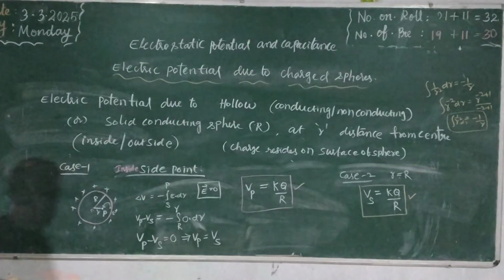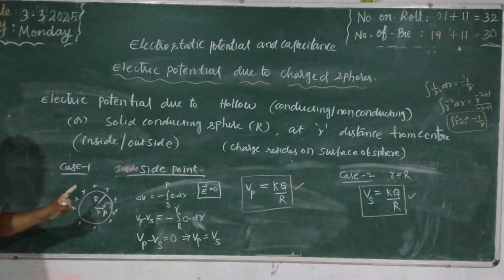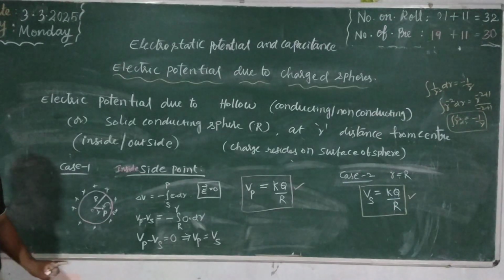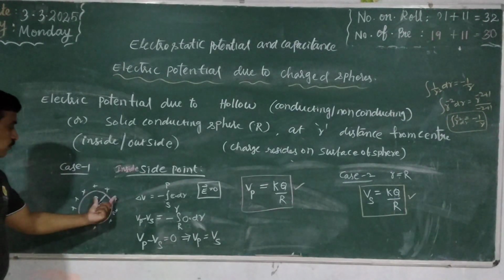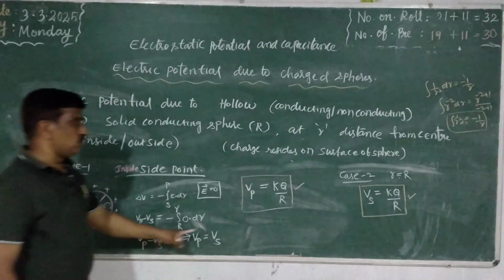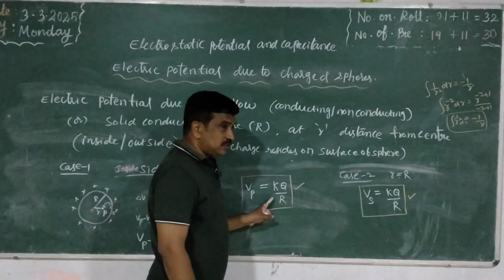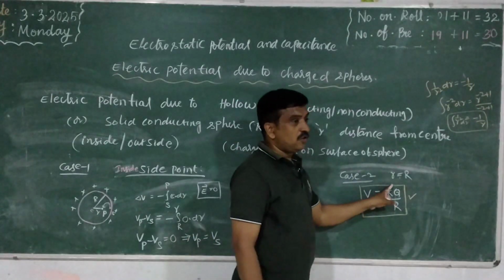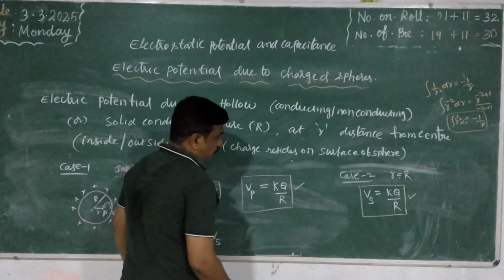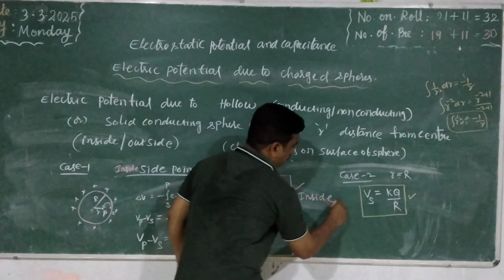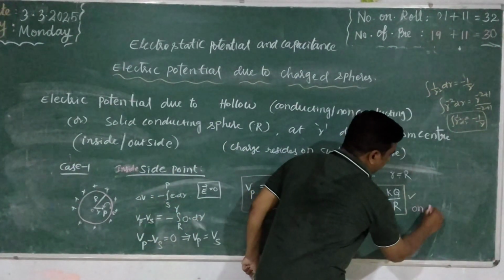From this we know that the electric potential does not change from the center to the surface; it is constant. Whatever the potential at the surface, the same potential is maintained from the center to the surface. That is, the potential at P, the inside point, is Kq by capital R, and on the surface also Kq by capital R. It is the inside point, and it is on the surface.